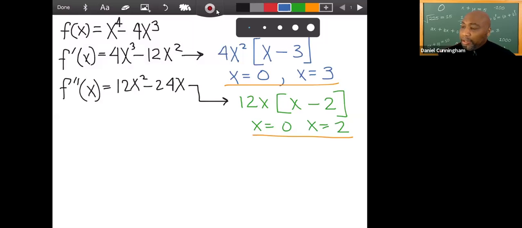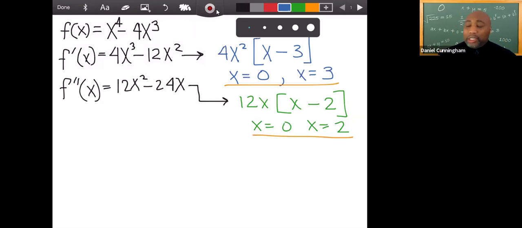So pick a value that is less than 0, like a negative 100. I'm going to plug it into the second derivative to find the concavity. Again, negative 100. I'm going to use this green over here, to see that would give me a negative number. A negative times a negative is a positive. So the answer here will be positive.